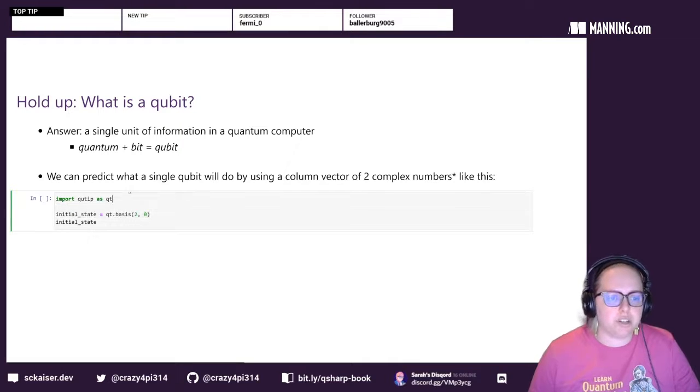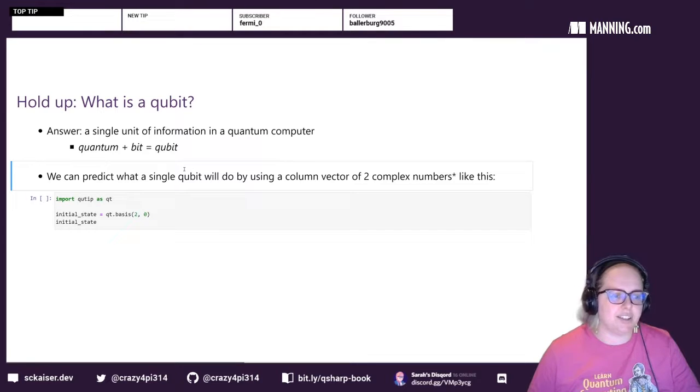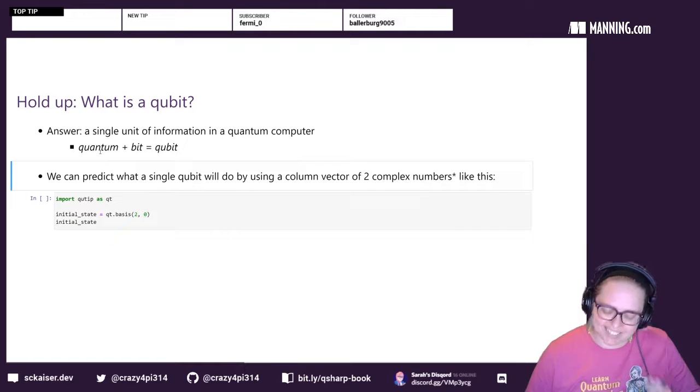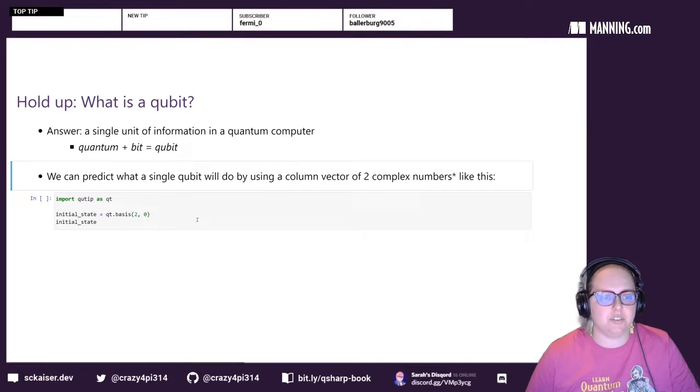We can predict what a single qubit will do. If we want to actually simulate a quantum computer, if you've taken a quantum mechanics class or something like that, you'll know that we can simulate all of that with basically linear algebra. If you're not super familiar with linear algebra, or it's been a hot minute, we do have a pretty good appendix covering what you need to know in the book, if you need it.